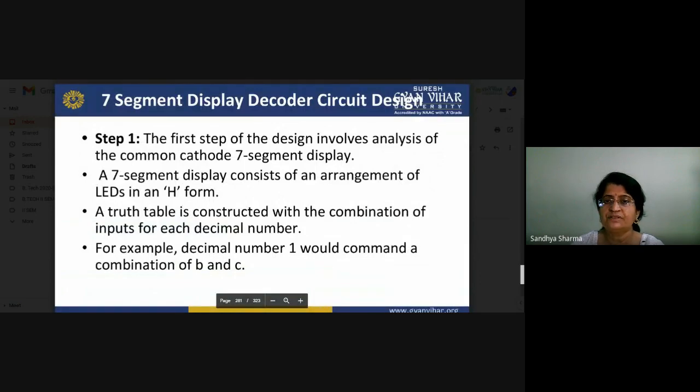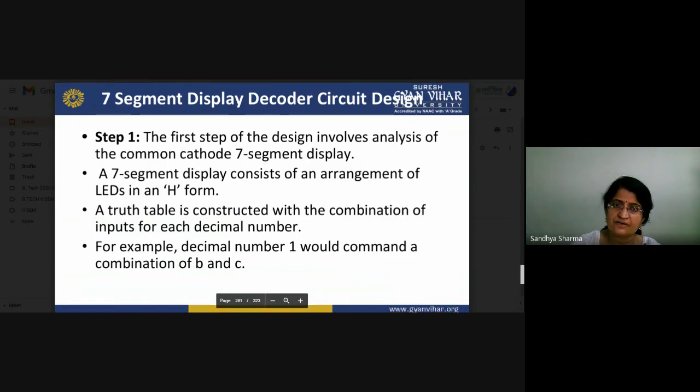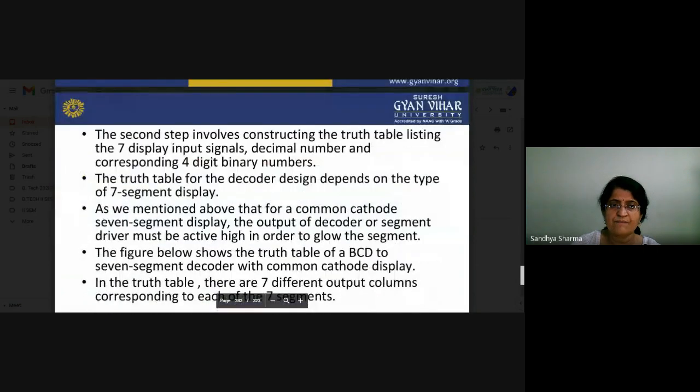First step, designing. What is the first step? Common cathode or common anode. You have to choose the 7 segment display, which consists of an arrangement of LEDs. Then the truth table is constructed, so we will see in our further slides. The second step involves constructing the truth table, listing the seven segments. You can see here seven display input signals, decimal numbers, and four-digit binary. You require these for constructing the truth table.